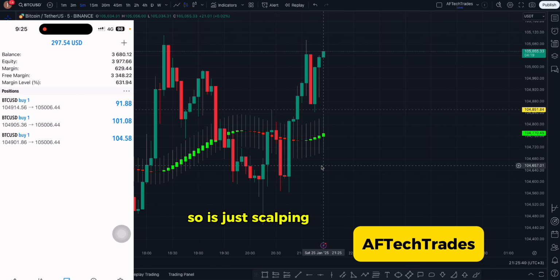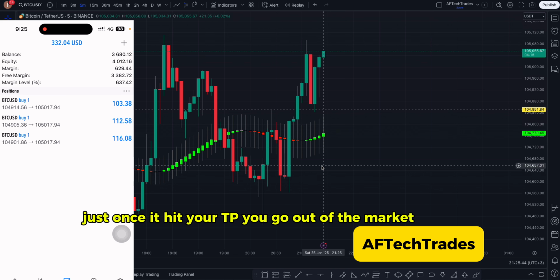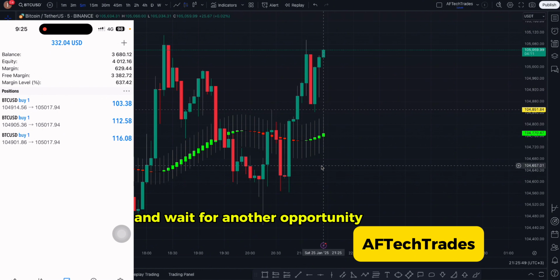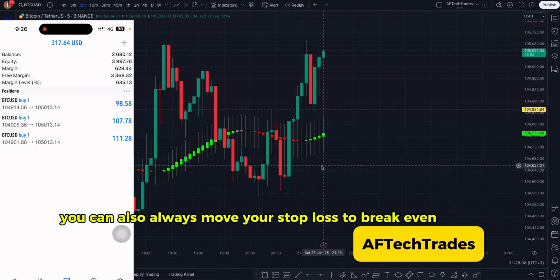So it's basically just scalping. Once you hit your TP, you go out of the market and wait for another opportunity. Then you take the trade. And it's not like you must wait for it to hit your TP, for example. Even if it gets to a profit that you think is okay for you, you can actually just get out of the market. And don't forget, you can also always move your stop loss to break even.